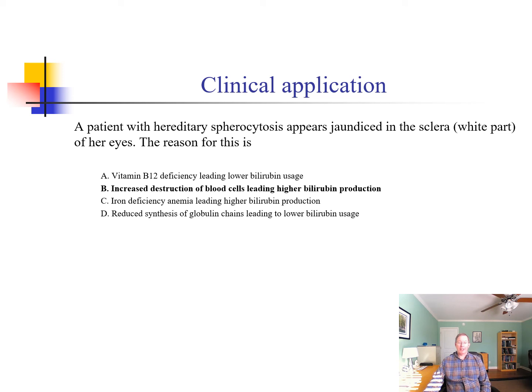I hope you recognize that hereditary spherocytosis leading to jaundice is one of those increased destruction processes that I spoke about in terms of anemia, and that leads to red blood cells being destroyed.